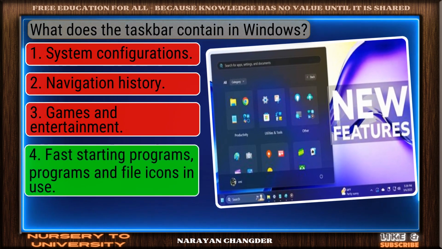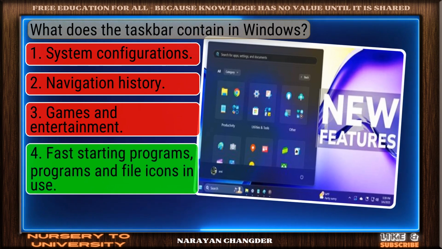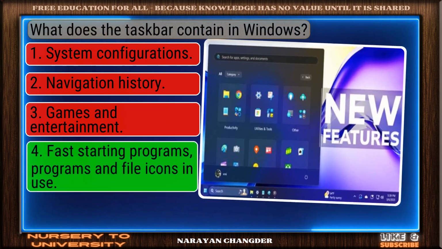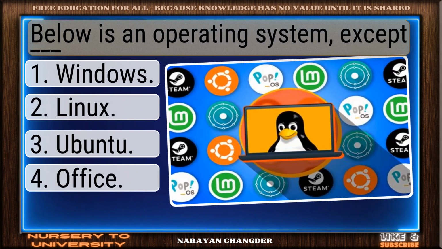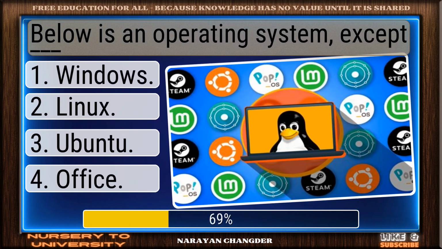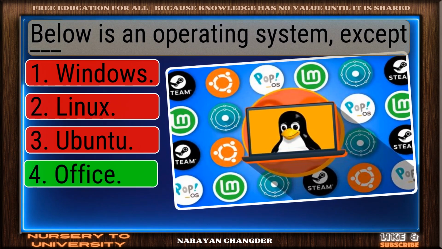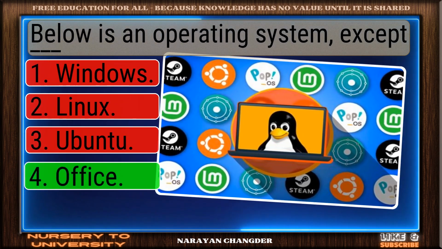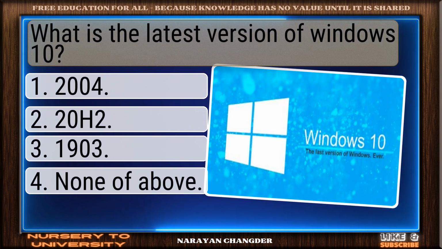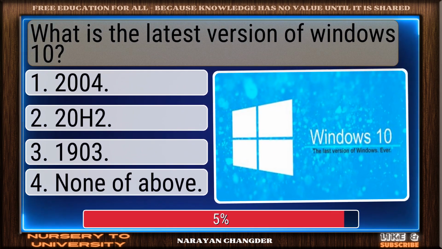Clear logic. Your choice, fast starting programs and file icons in use, is sound and 100% true. Question number 40. Below is an operating system, except dash. Excellent. Office is a brilliant choice. Question number 41. What is the latest version of Windows 10?